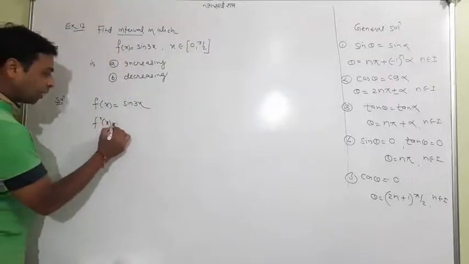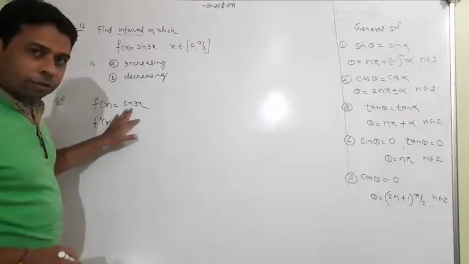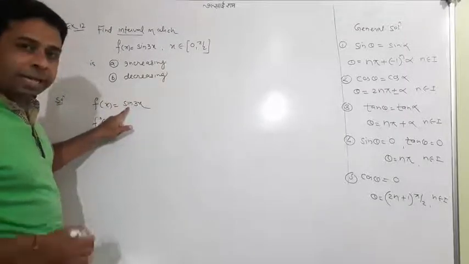F dash x I'll find out, d by dx of sine 3x is very simple. First will be sine and second will be 3x.